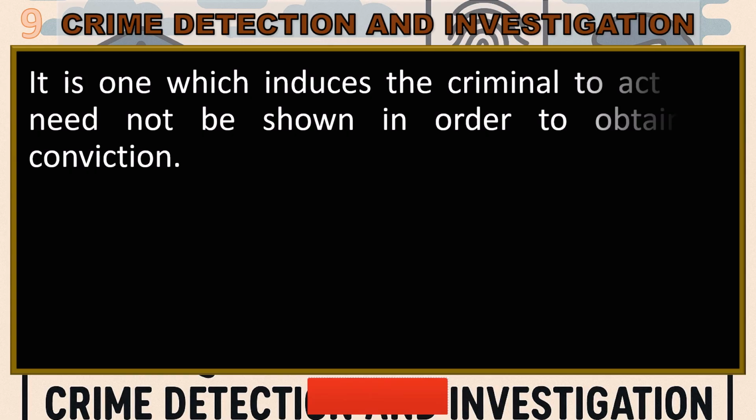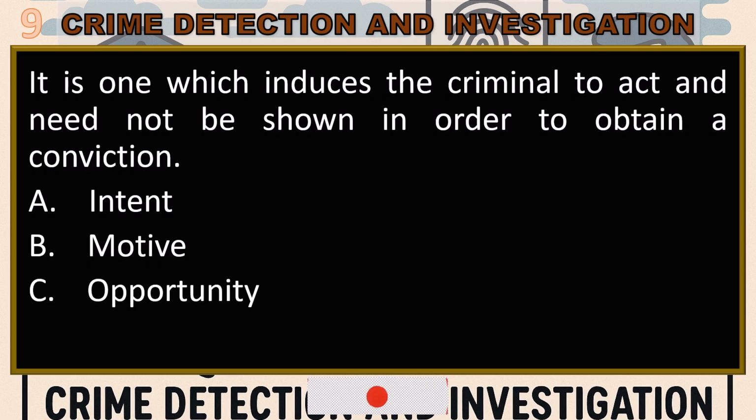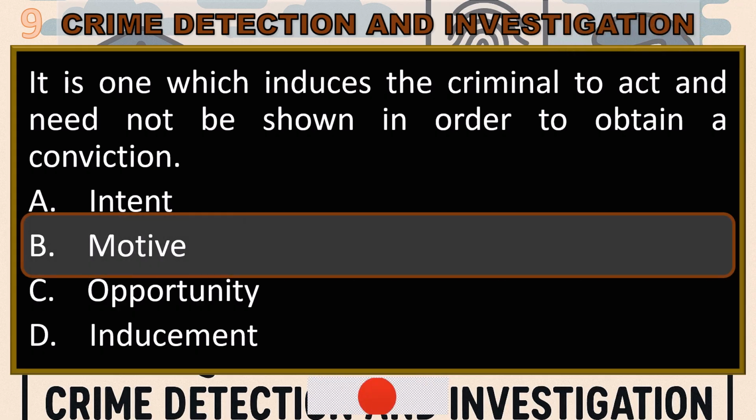It is one which induces the criminal to act and need not be shown in order to obtain a conviction. Letter A, intent. Letter B, motive. Letter C, opportunity. Letter D, inducement. In the next 5 seconds, select the best response from the available options. The letter of the correct answer is B, motive. A motive is one which induces the criminal to act and need not be shown in order to obtain a conviction.